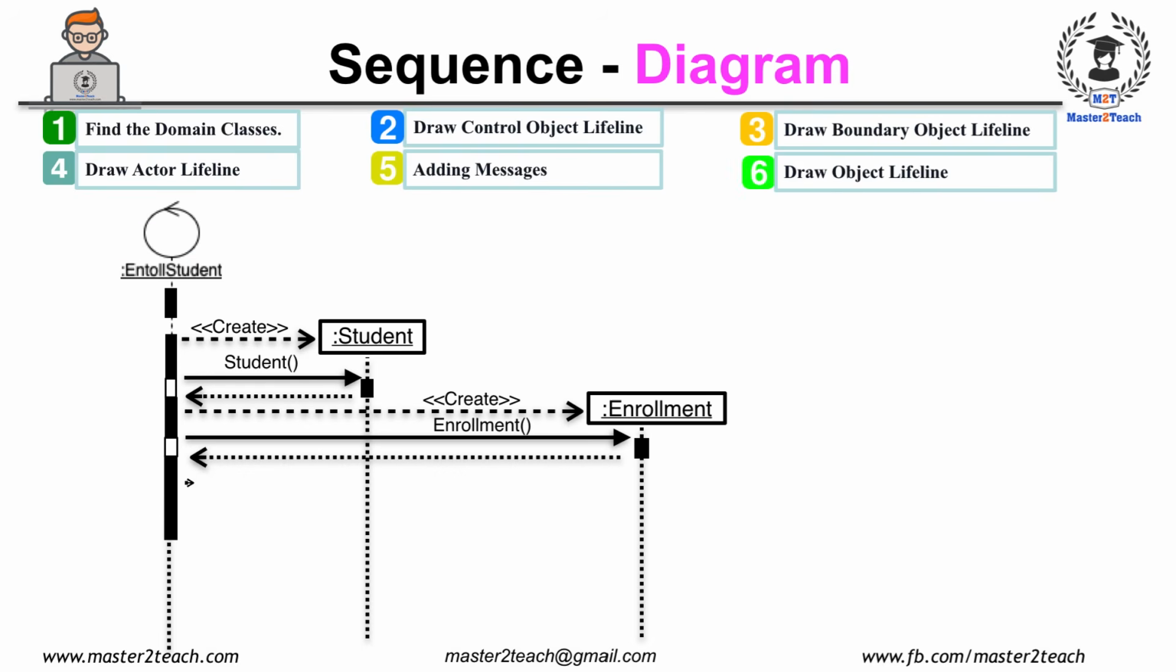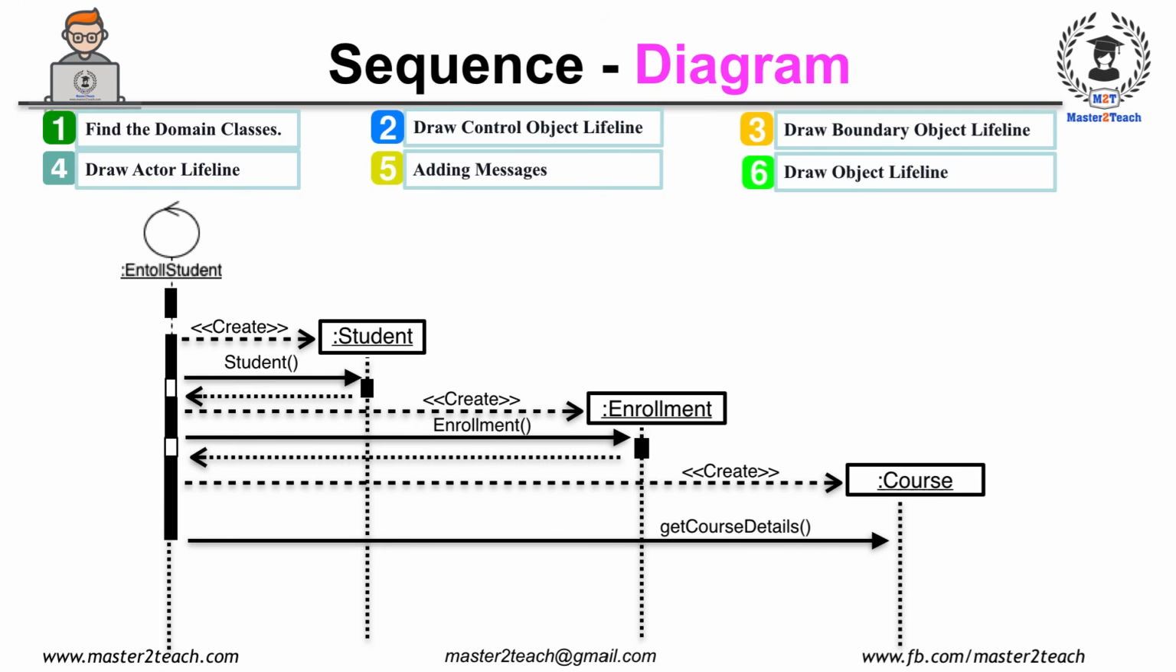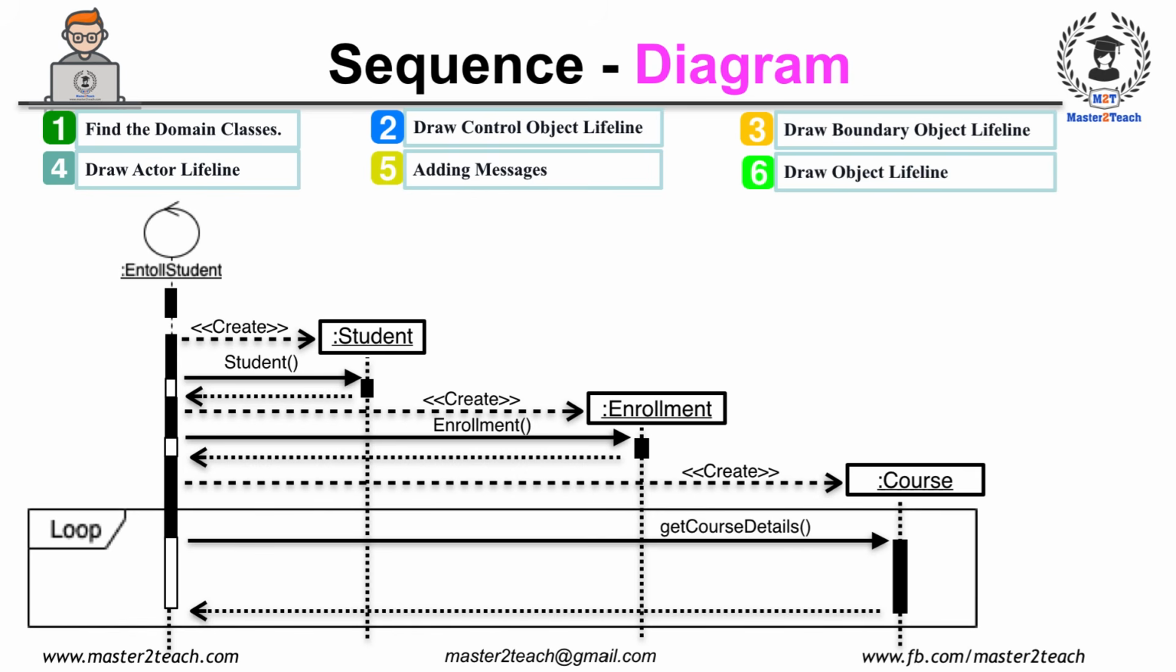The next step is that the control object needs to display the list of courses available to the student in the boundary object. So the controller object creates a new object of class course and calls getCourseDetails. Here, multiple courses have multiple pieces of information to display, which means we need to create multiple objects to store their respective information, which we can show in a loop in the sequence diagram as shown in the figure.